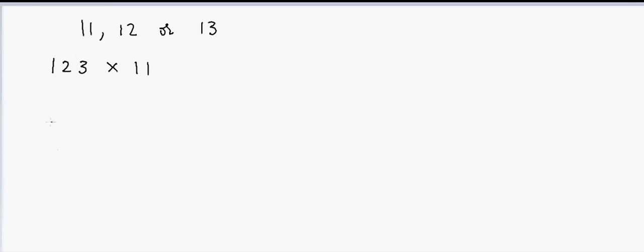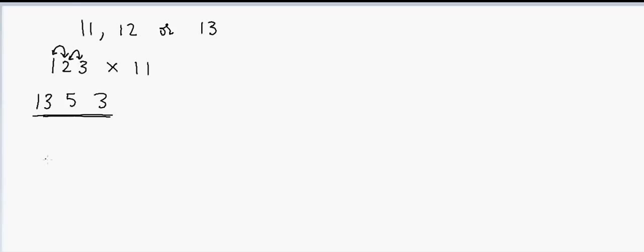In that case, first I'll just take the last term, so I'll say 1, and then I'll say 3 here, and then I'll add 1 and 2 together. If I add 1 and 2 together, that will be equal to 3, and then I'll add 2 and 3 together, that will be equal to 5. So my answer will be equal to 1353.